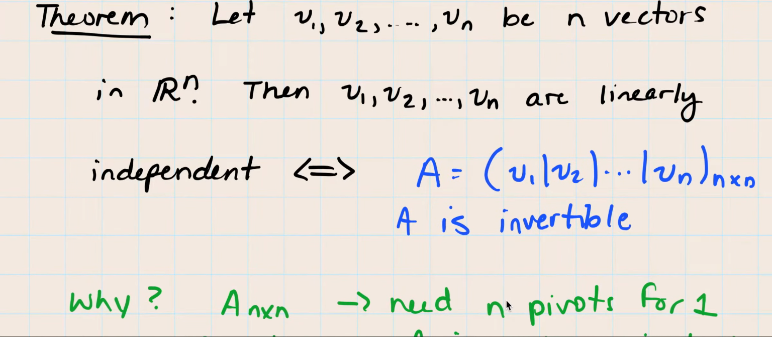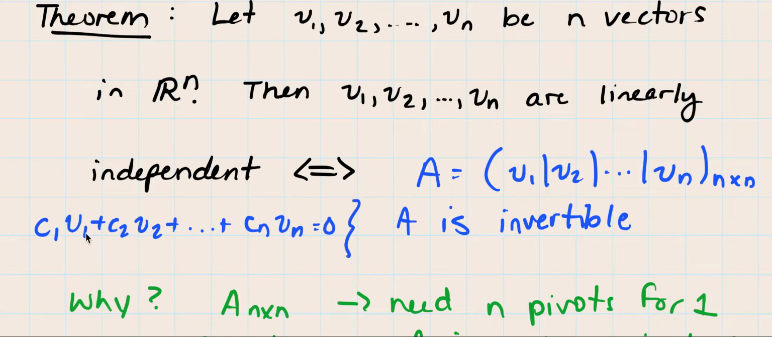Well, A is n by n. And remember, we're going to have n C's because we have C1 V1 plus C2 V2 all the way to Cn Vn. We want that to equal 0. So X, remember, is C1, C2, all the way to Cn. I'm putting this as the transpose of this. You need n pivots in order for each one of these to be equal to 0.